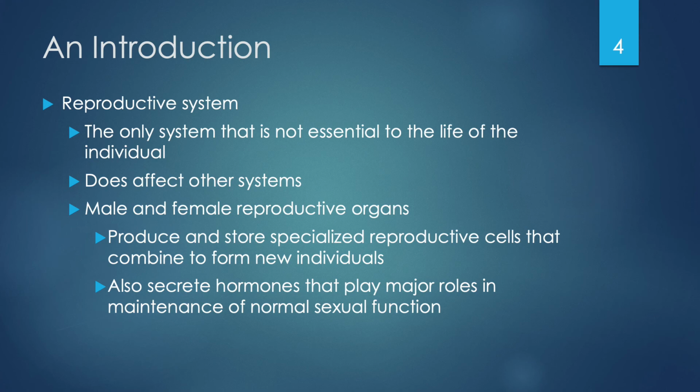Our reproductive system affects our entire body in myriad ways. And so the male and female reproductive systems are both very different, but the overall goal is the same. It is to produce and store specialized reproductive cells that can be combined to form new individuals. Our reproductive organs are also responsible for secreting hormones, and those hormones are going to play a major role in maintaining normal sexual function and reproductive ability in humans.